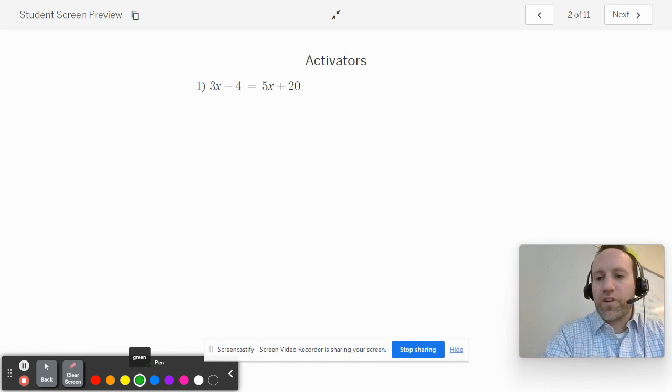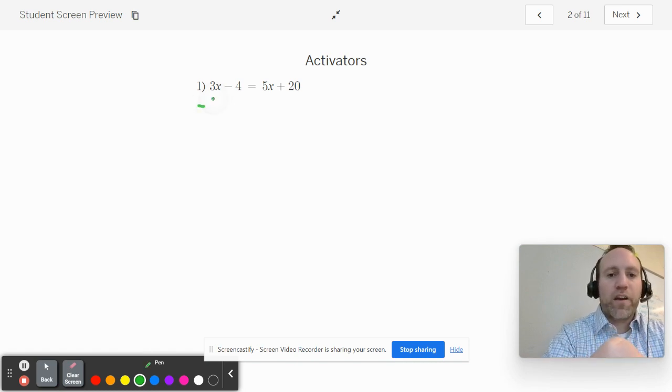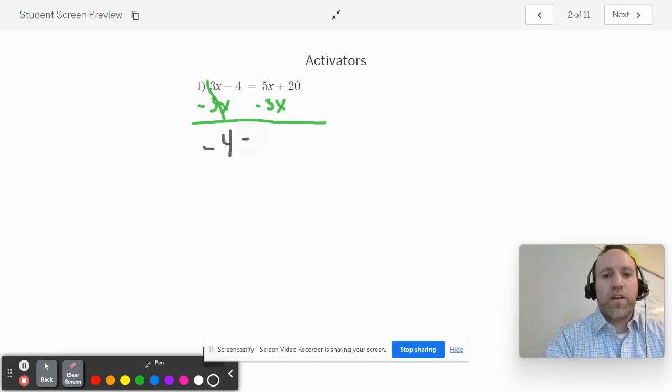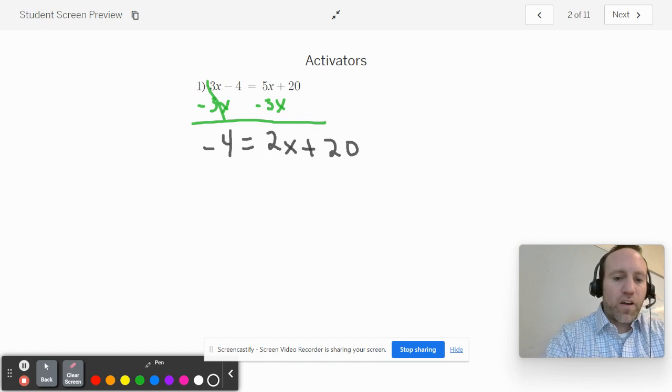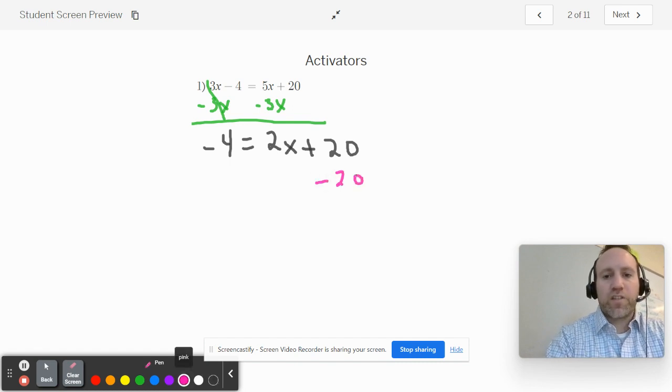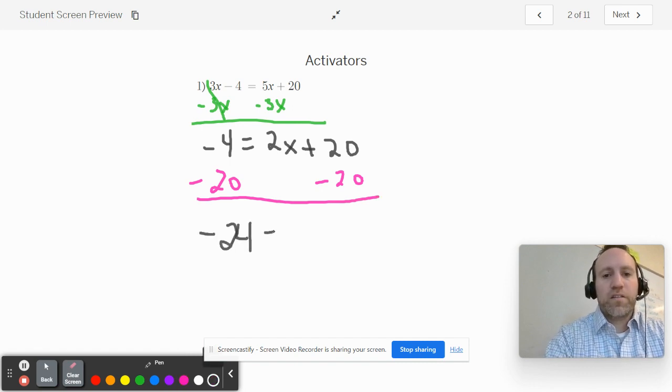So we're going to start by getting the variable to be on one side. So we can go ahead and subtract 3x from each side. And if we do that, it cancels out that one. And it leaves me with -4 is equal to 2x plus 20. Then I can go ahead and subtract the 20 from each side. And I get -24 is equal to 2x. Divide both sides by 2. And x will be -12.